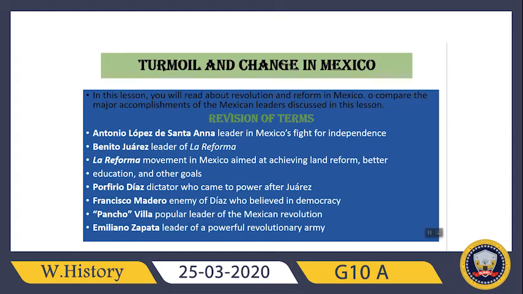And then we have Porfirio. He was a dictator who came to power after Juarez. And then we have Francisco. He was an enemy of Diaz, who believed in democracy. Then we have Pancho Villa. He was a popular leader, again the name of a leader of the Mexican Revolution. And at the end we have Emiliano Zapata. He was also a leader of a powerful revolution and army.